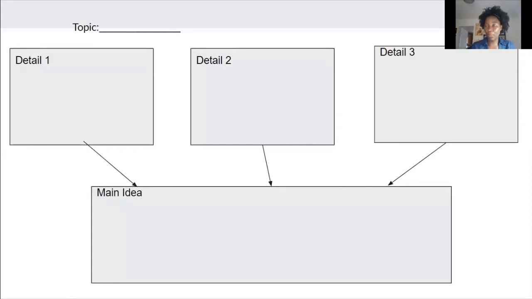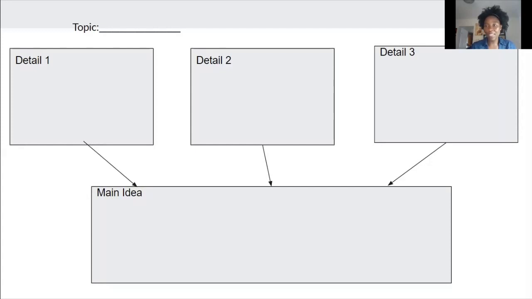For today, we're going to be working with two nonfiction passages, and we will be using a graphic organizer to help us organize the details from the passages that will help us to determine our main idea. On the screen, you have a graphic organizer that we're going to be using. I will give you a few seconds to draw your graphic organizer for the first passage.